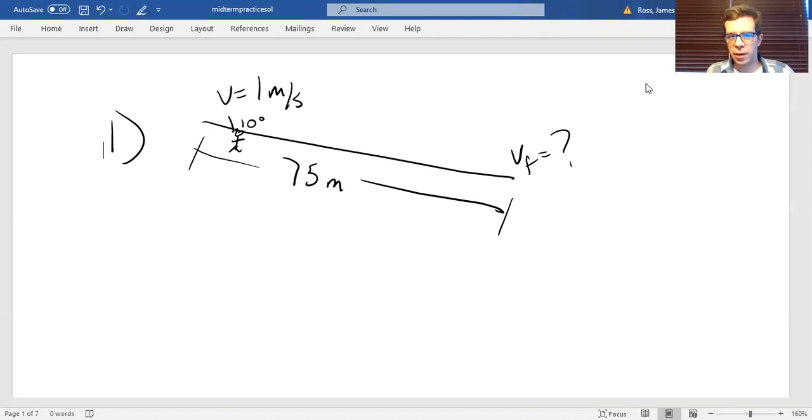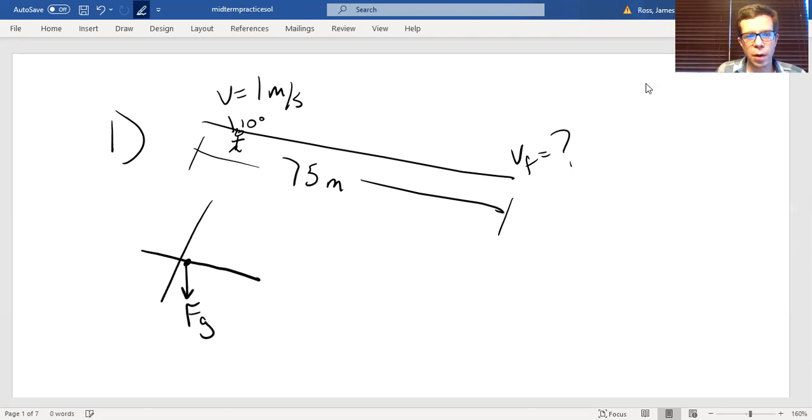So from the kinematics here, we don't have enough information. We need to find A, and we're going to do that with our forces. So this is identical to something on a ramp. If we look at our forces, we have gravity, and we have a normal force holding the wheel on the zip line, and that's it.